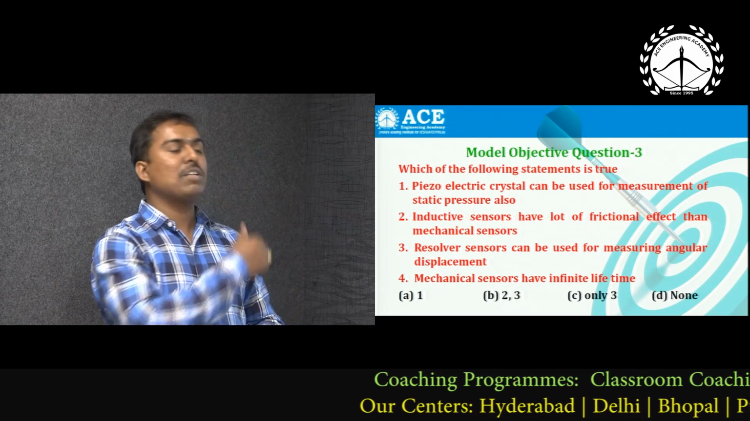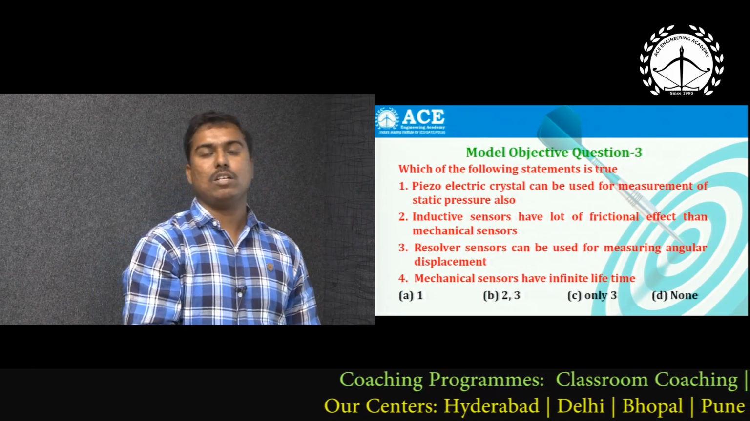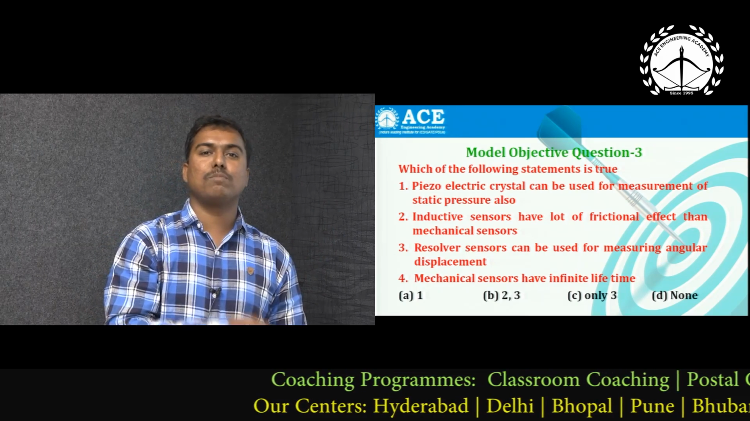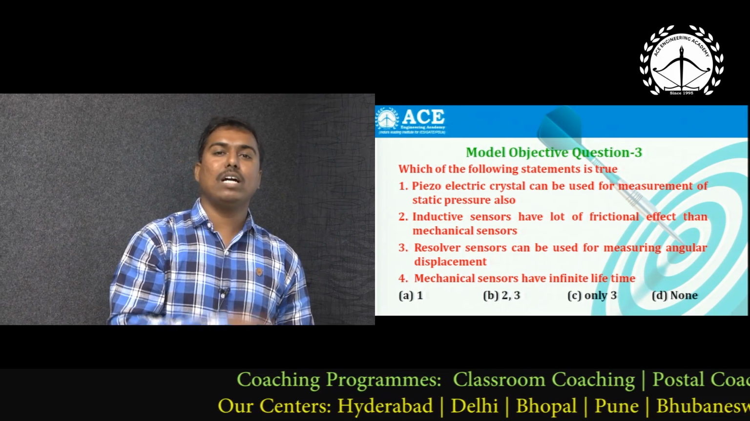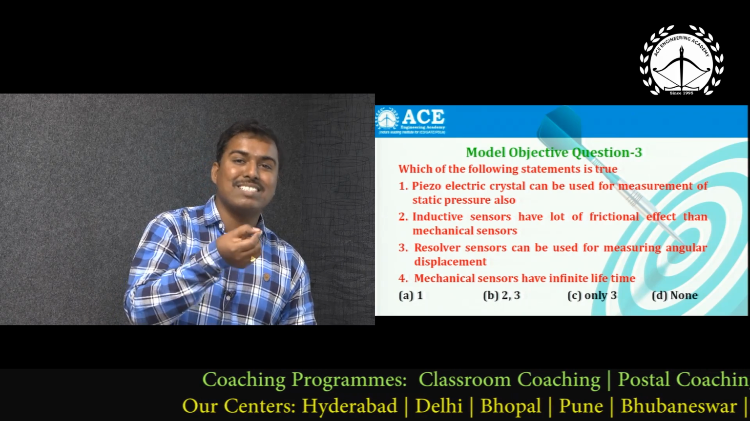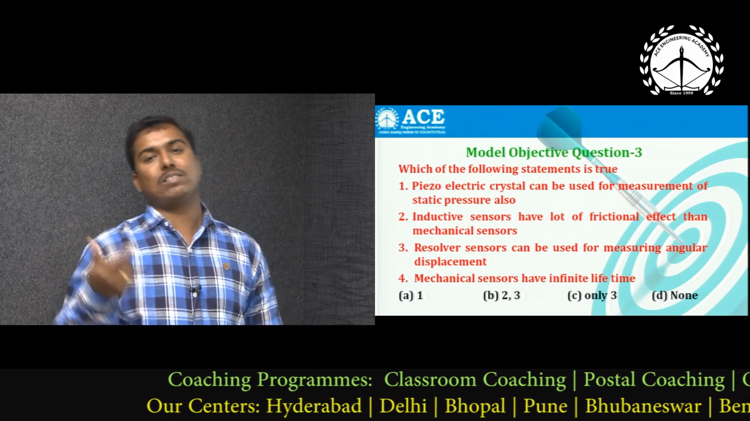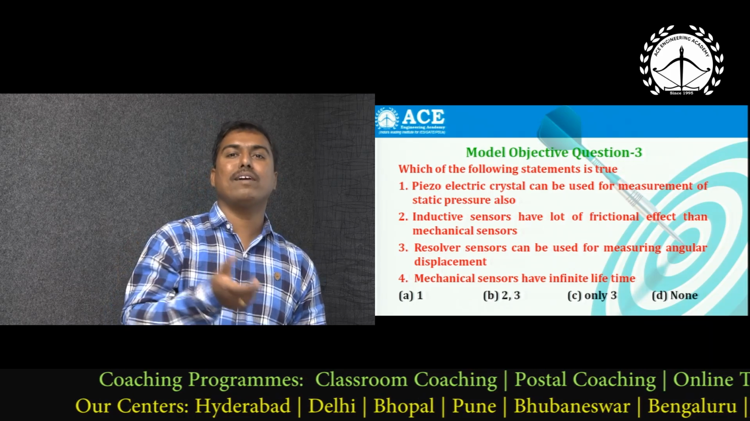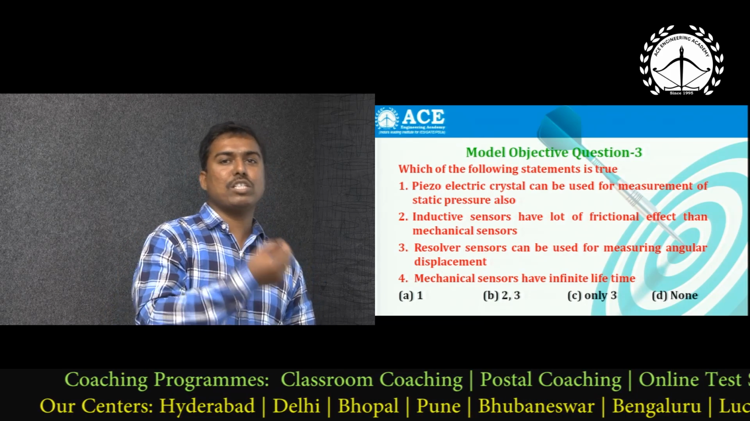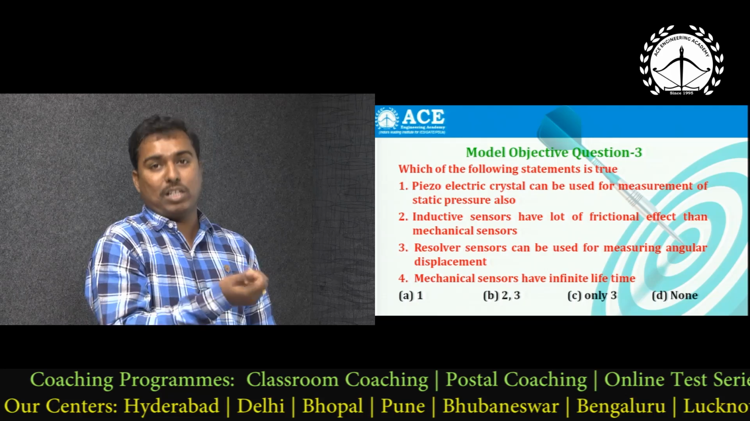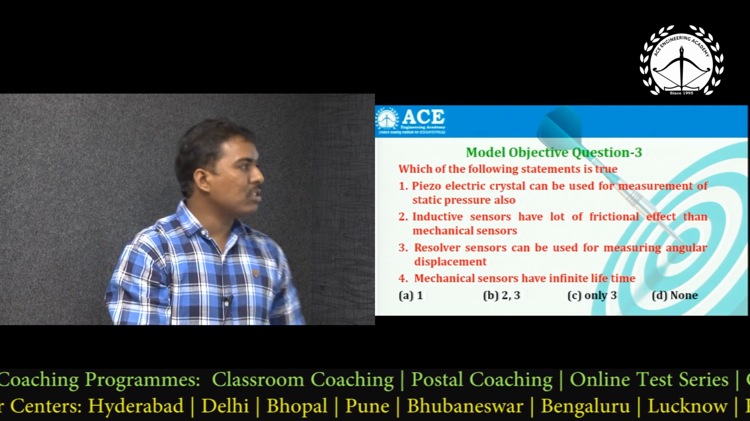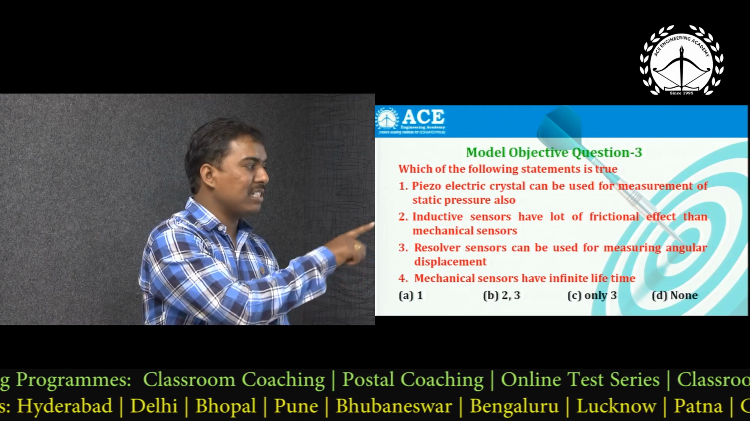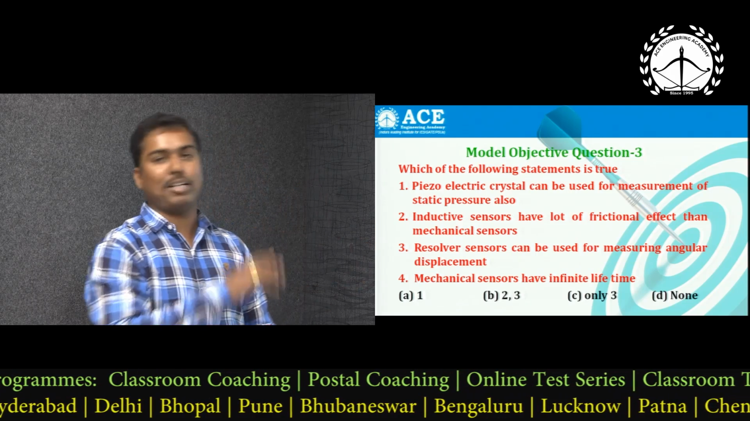Mechanical sensors have frictional effect, we have to apply mass, we have to apply force to move it, whereas inductive sensors are working on the concept of electron. Electron friction, electron mass is less than the mechanical mass. That's the point you have to understand. The mass of a machine and the mass of electron, if you compare, the friction effect is very, very less in electrical sensors. So statement 2 is also wrong. Inductive sensors have less frictional effect and mechanical sensors have less lifetime.